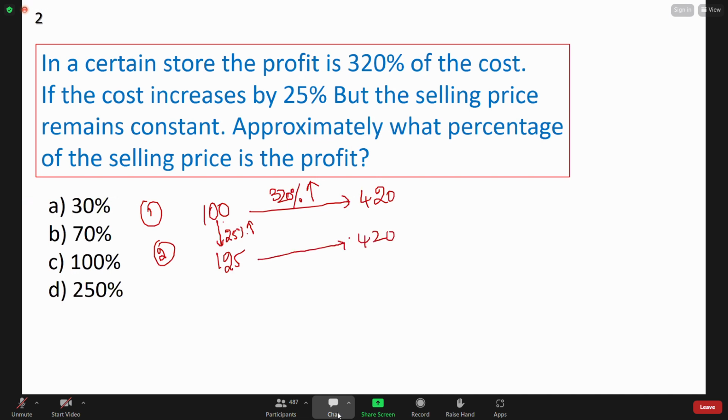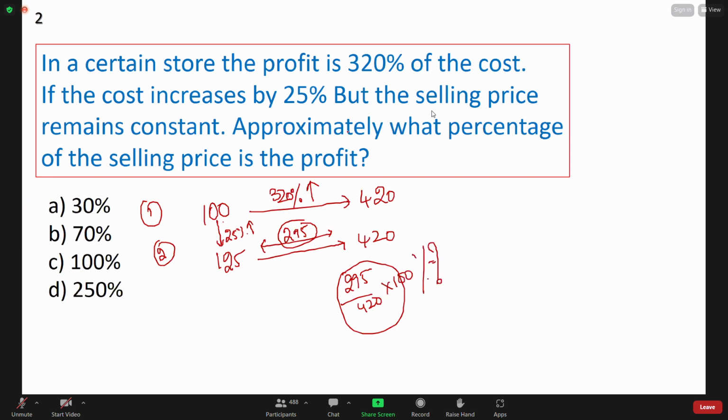Now he's saying, approximately what percentage of the selling price is the profit? Now, how much is the profit here then? In this case, it is 295. Yes, it's 295. Now, what is he asking us? What is 295 out of 420 as a percentage? This is the question.